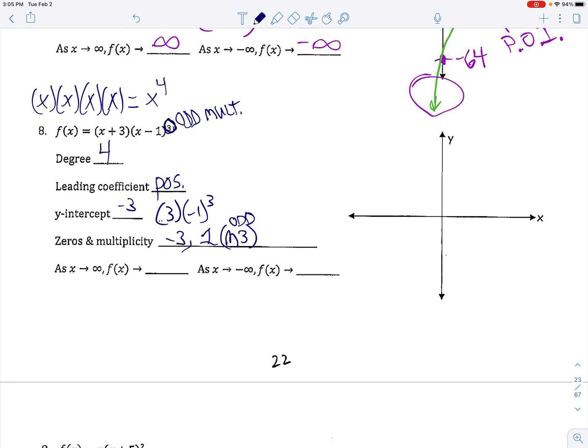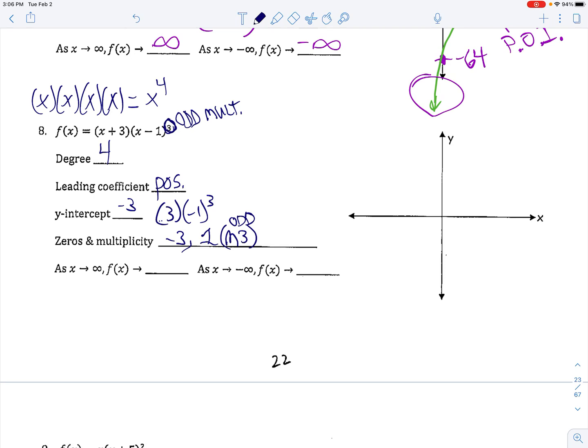Remember, graphically, a root that repeats an odd number of times is going to have a point of inflection. I guess I've got this pandemic on my mind. Inflection, right? A point of inflection, not infection. Inflection with an L, which is the point where the graph changes concavity. Changes how it opens.